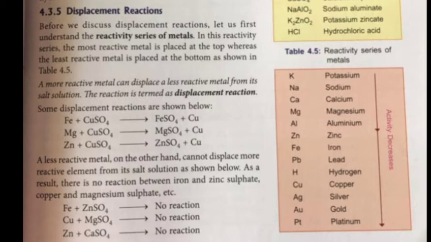The metals react at different rates with air and water, and based upon their reactivities, metals are arranged in a series that is given in front of you. The most reactive metal is placed on the top of the series and the least reactive metal is placed at the bottom of the series. And this series is called the reactivity series of metals.